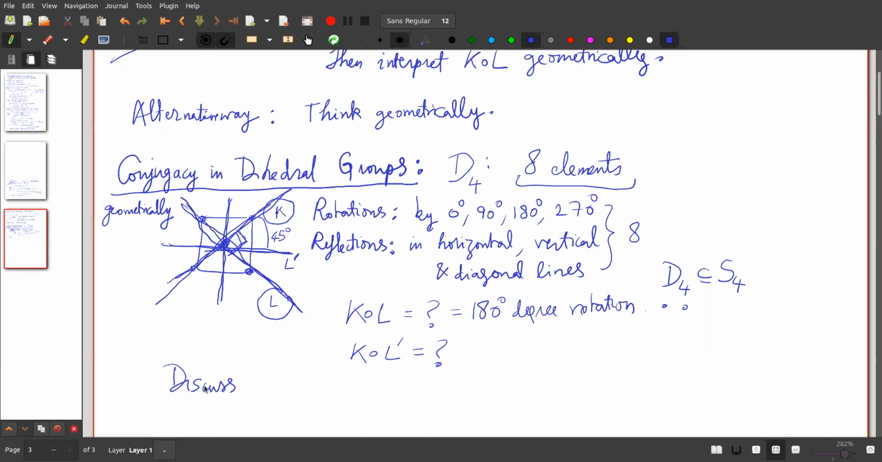So what my problem is: discuss conjugacy in dihedral groups geometrically. That's the question. That's the tutorial problem, which is an open-ended problem, but one I hope that you will like and we can discuss and gain benefit out of.